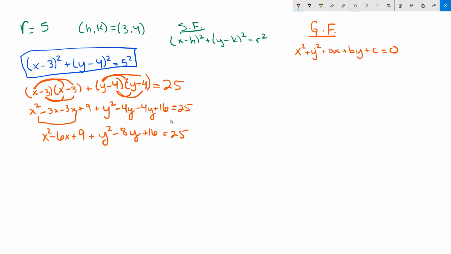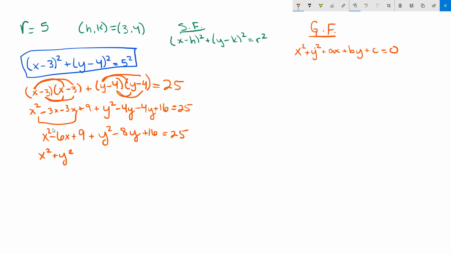So now let's just go ahead and reorganize it so that we have our x squared and our y squared next to each other, our x and our y next to each other, and then just some number right there. Okay, so let's do that. So we're going to have x squared, right? And then we're going to have our y squared.